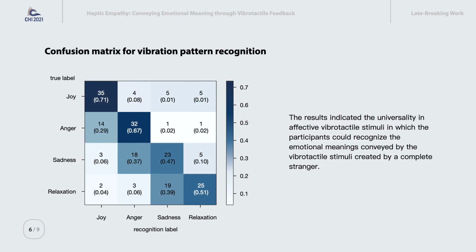As you can see from the confusion matrix, the accuracy rate of recognizing vibration patterns corresponding to joy was the highest at 71%, followed by anger at 67%, relaxation at 51%, and sadness at 47%. The results indicated the universality in affective vibrotactile stimuli, in which the participants could recognize the emotional meanings conveyed by the vibrotactile stimuli created by a complete stranger.